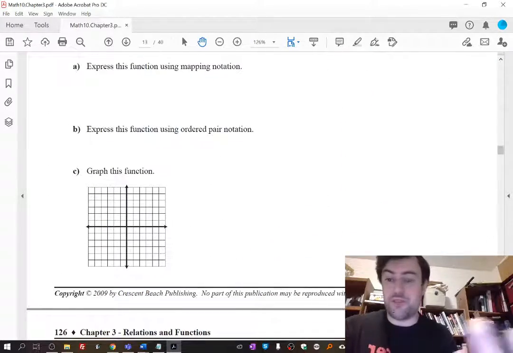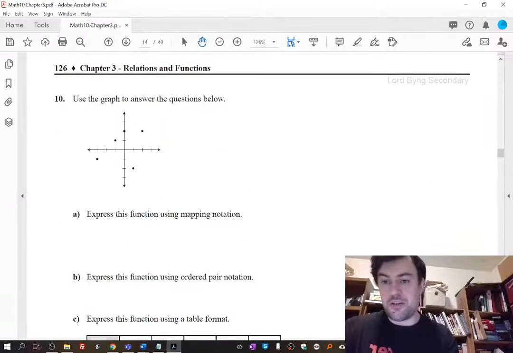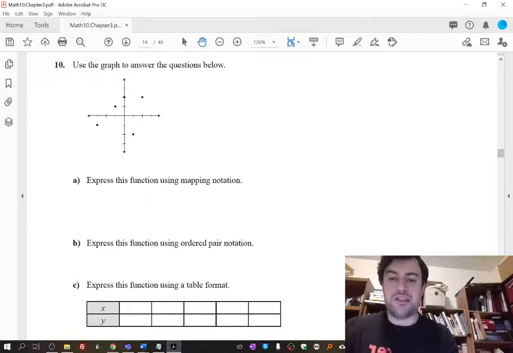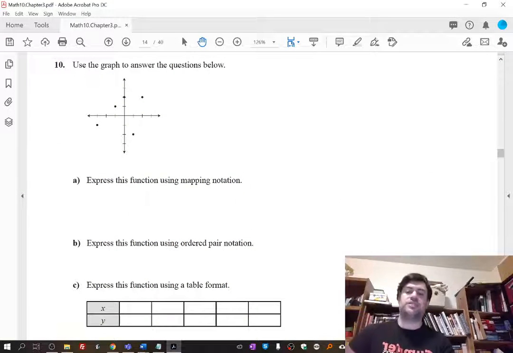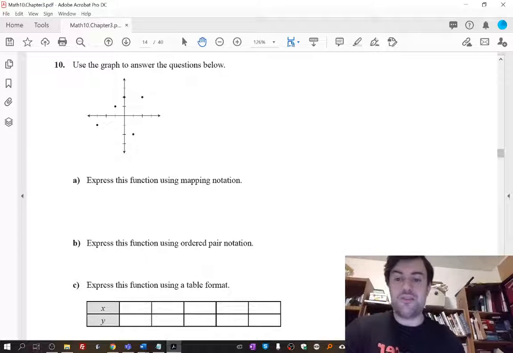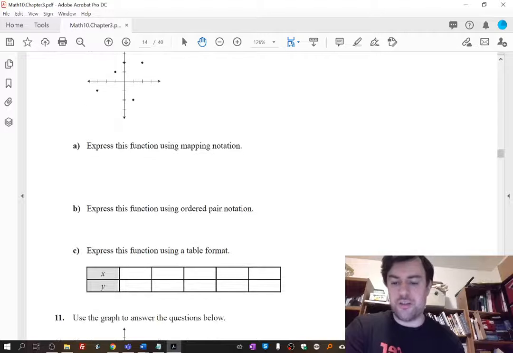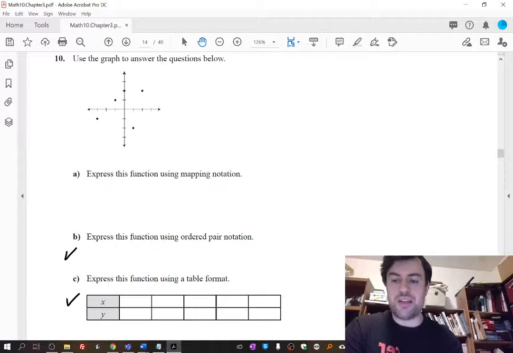Question 9 is one for you to try all on your own. Question 10 is going to be the same kind of question, but this time they're going to start with a graph. So you've got to go and make the set of ordered pairs. I probably would start with either the table or the ordered pairs. I think that's easiest to pull out each of these data points, and then I would go to mapping notation from there. So for example, maybe I'll do the table of values here.